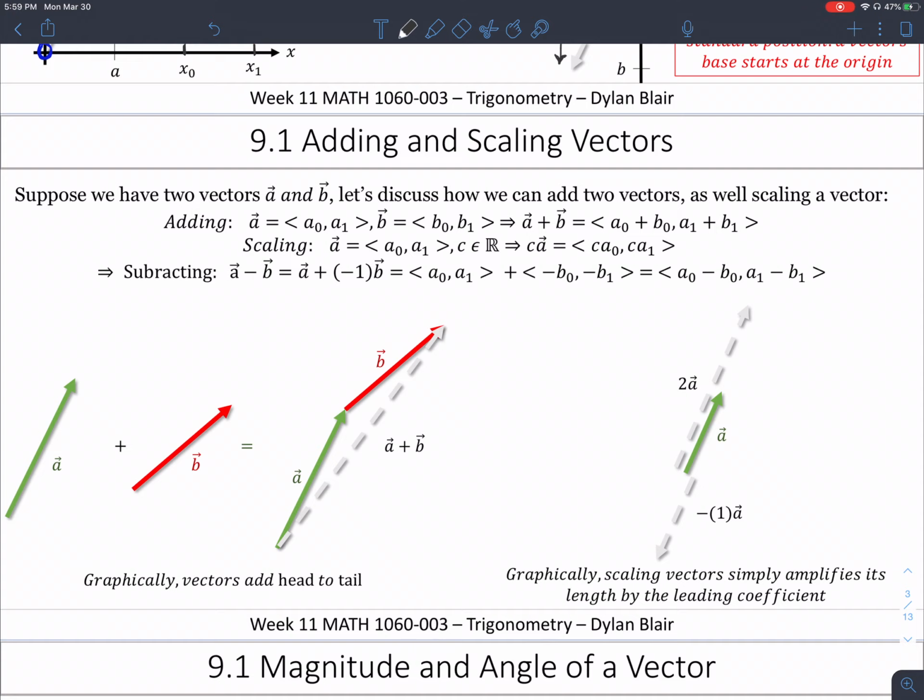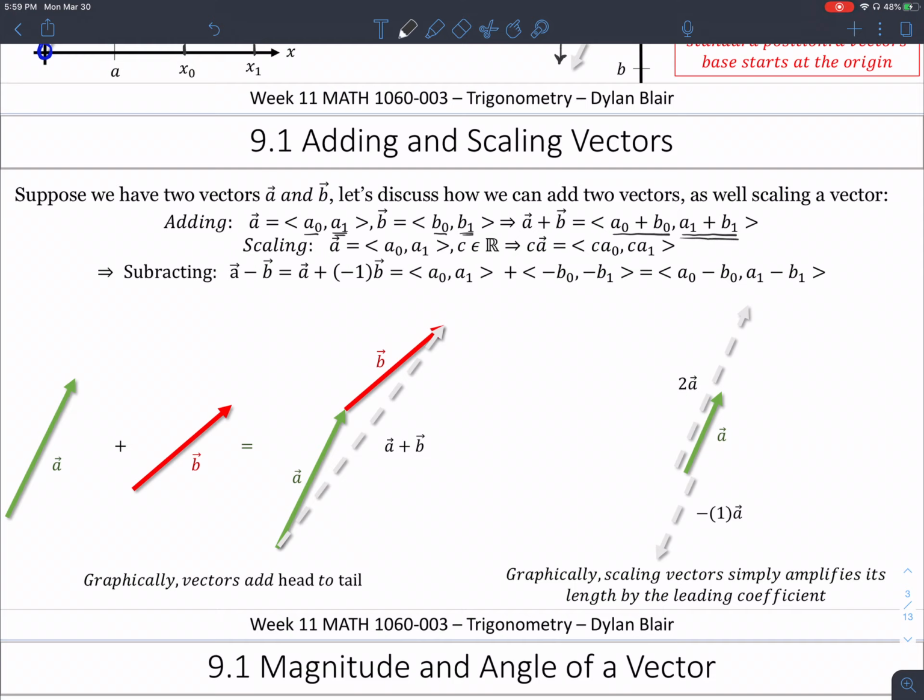Okay, so we're going to assume that we have two vectors, a vector A and a vector B. Let's assume that A has a horizontal component of a0 and a vertical component of a1, and B has a horizontal component of b0 and a vertical component of b1. Okay, so when we add vectors analytically, what this means is we're just adding them component-wise. So we're going to add the two horizontal components together, a0 and b0, and we're going to add the two vertical components together, a1 and b1.